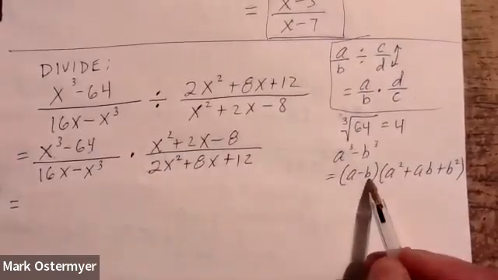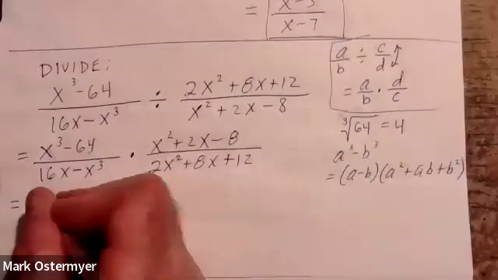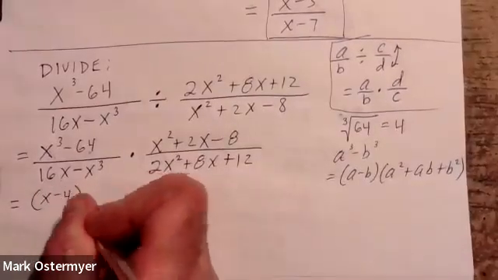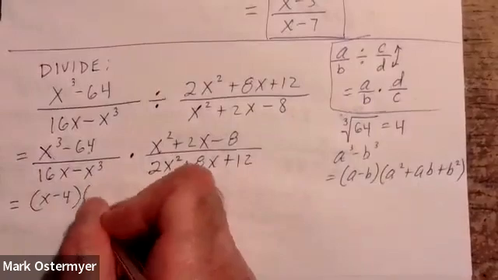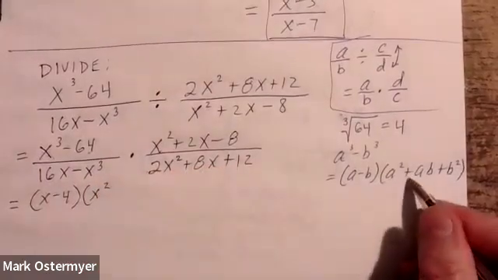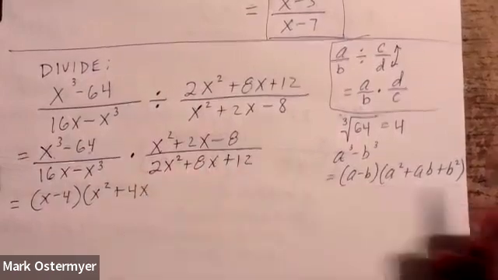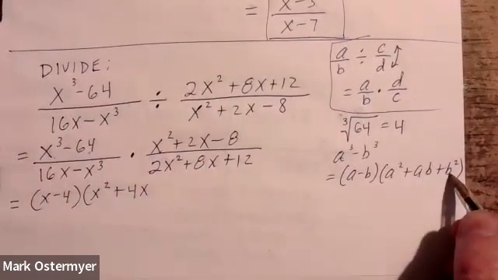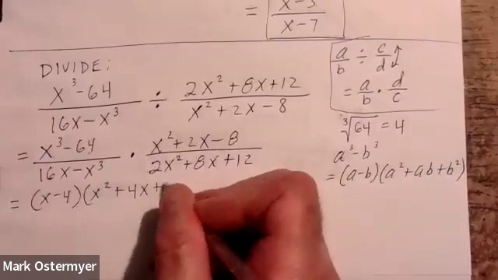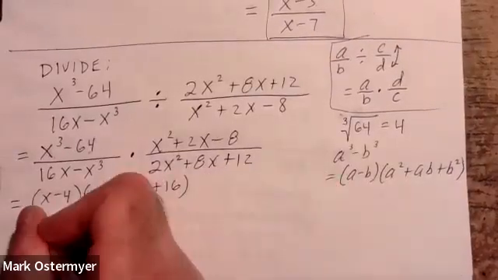So it's going to be a minus b, which is to say x minus 4, times x squared plus x times 4, which is to say plus 4x. And then we have plus 4 squared at the end, which is plus 16.